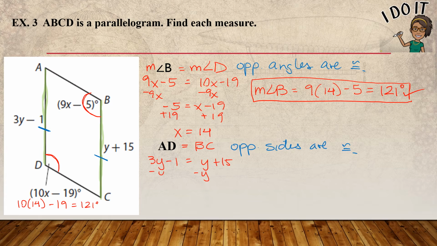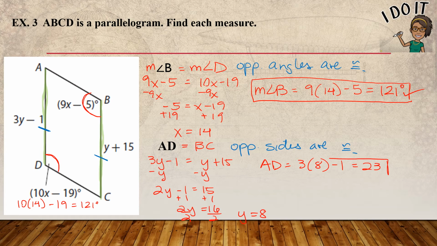We do some algebra. I get 2y minus 1 equals 15. Add the 1, 2y equals 16. Divide by 2, so y equals 8. But remember, we're not solving for the variable, we're trying to find out the value of the side. So we have AD is equal to 3 times 8, which is 24, minus 1, which is 23.